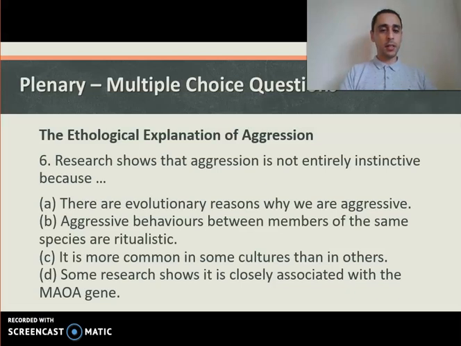Number 6. Last one. Research shows that aggression is not entirely instinctive because A. There are evolutionary reasons why we are aggressive. B. Aggressive behaviors between members of the same species are ritualistic. C. It is more common in some cultures than in other cultures. Or D. Some research shows it is closely associated with the Mao gene. I'm going to personally go with C, because it shows that it's common in some cultures, not others. C.